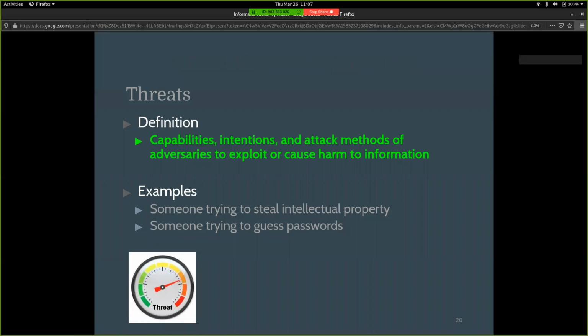When we talk about threats, the definition here is capabilities, intentions, and attack methods. So when you think about threats, it's really what are the attack methods that your bad actors are going to use to exploit or cause harm to information itself. So someone trying to steal passwords, guess passwords, brute force passwords, steal intellectual property, those types of things are the actual threat. So we tie this to, right, the threat itself has both the asset included and what that individual is trying to do to that asset.